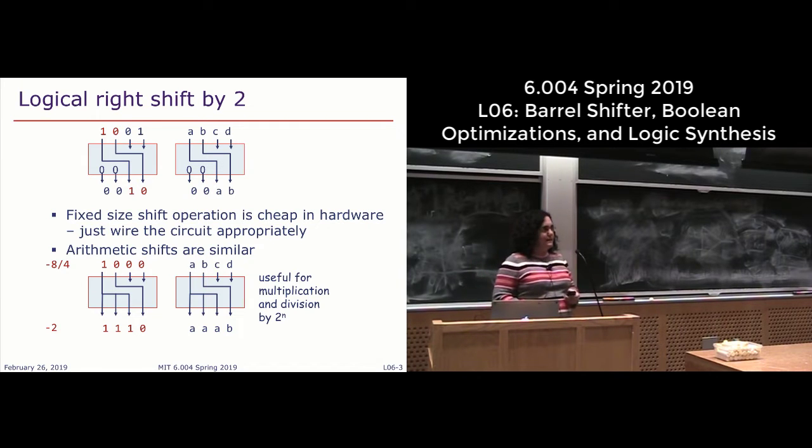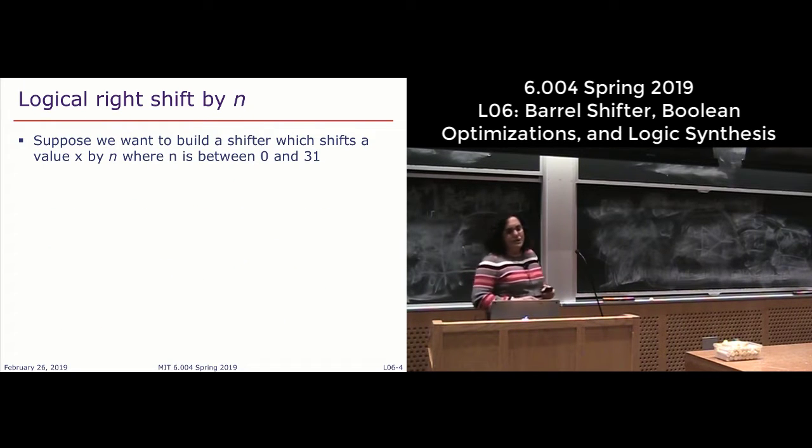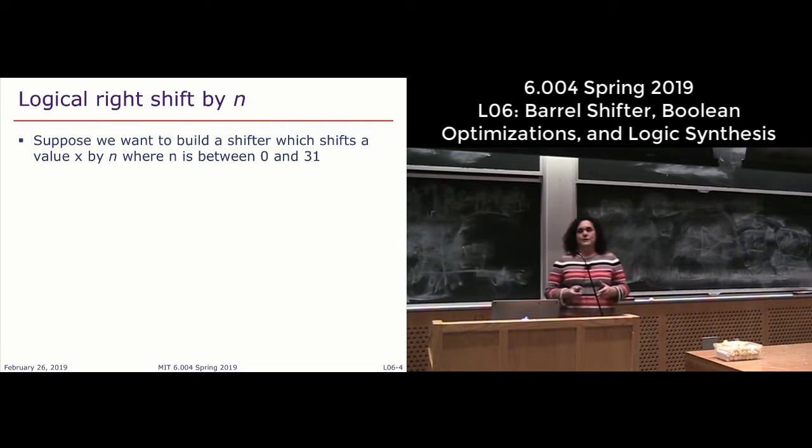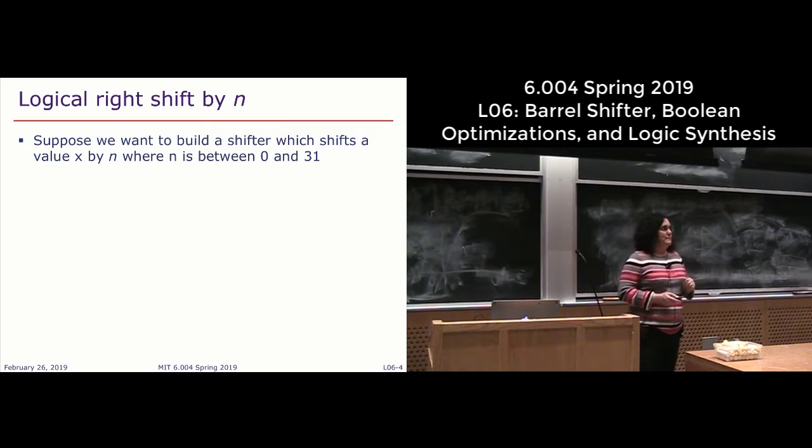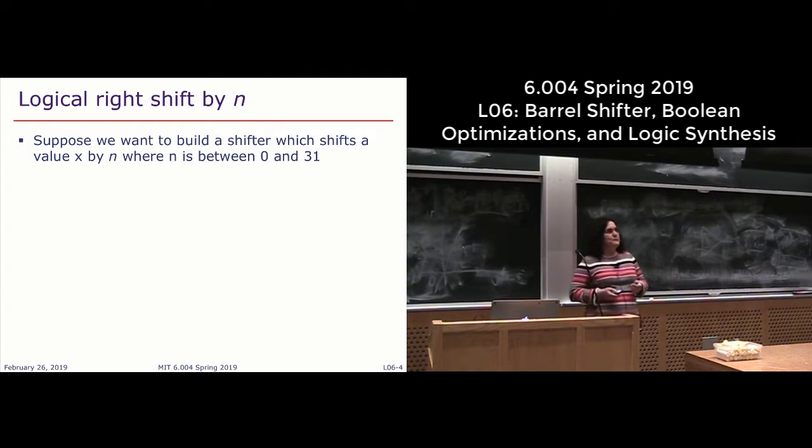Once again, it's just wiring your inputs to particular outputs in order to achieve a shift of a particular fixed size. Now let's take that a little bit further, and let's say that instead of just shifting by a fixed 2, I want to shift by n, where n can be anywhere between 0 and 31 bits. How am I going to implement that? Any ideas?